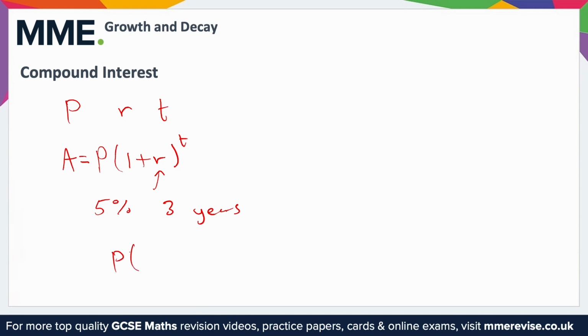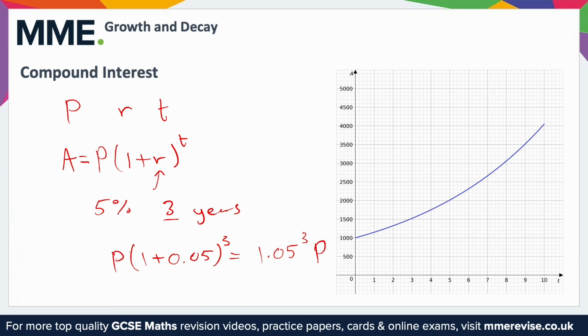But remember, this is as a decimal. 5% as a decimal is 0.05, so this becomes 1 plus 0.05 to the power of T, which we know is 3. And again, you can reduce this down slightly to 1.05 to the power of 3 times by P. Okay? And with this, if you put a graph for it, it grows rapidly. You'll notice how this curves up, whereas the previous one was a straight line.